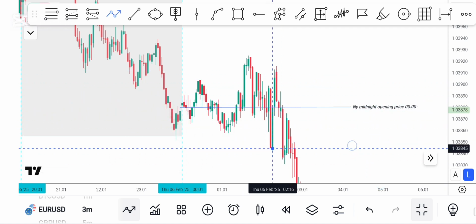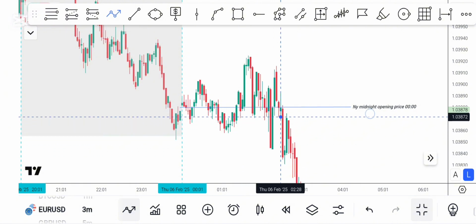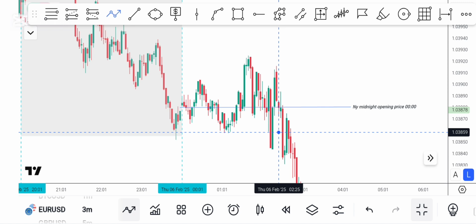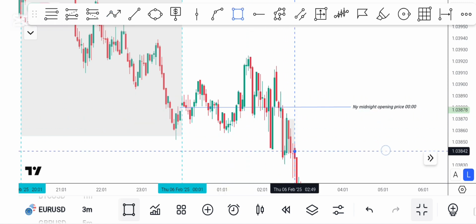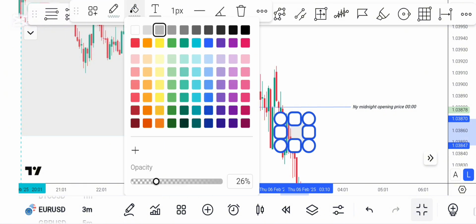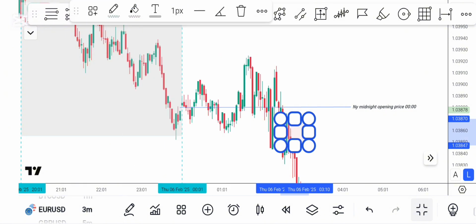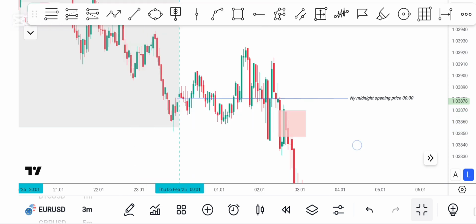A market structure shift right here. And what do we have here? We have a fair value gap here. You see, this is a fair value gap, this low of this candle and this high of this candle here. That's a fair value gap, a bearish fair value gap at that. And then you see how price trades back into this fair value gap.